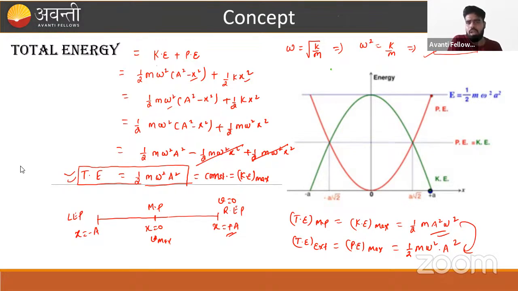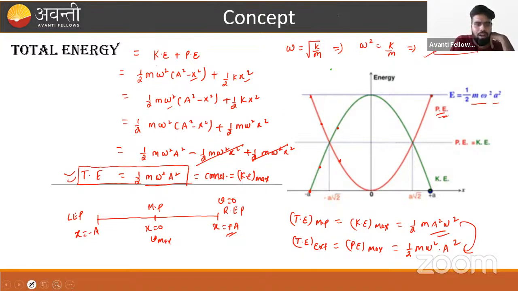What I want to do here, beta, is club two graphs: one is the kinetic and another is the potential that we already drew in the previous lecture. We know that half kx square is the graph of the potential energy, and this is the downward parabola of kinetic energy. If we sum up these two energies at each and every point, the sum is always constant, equal to half m omega square a square.